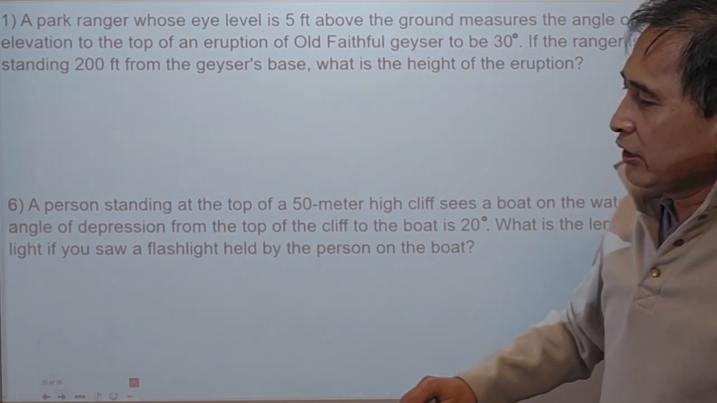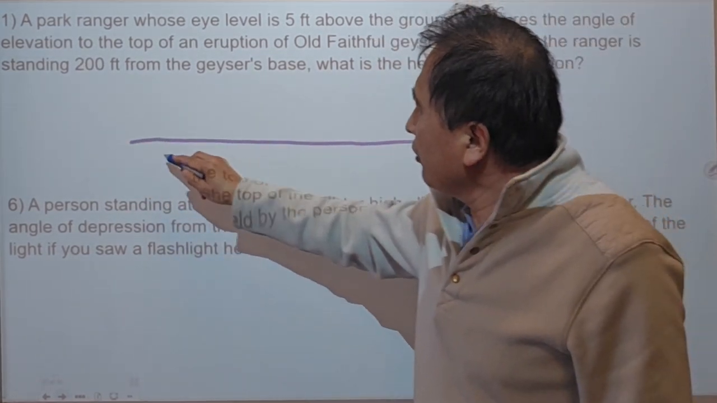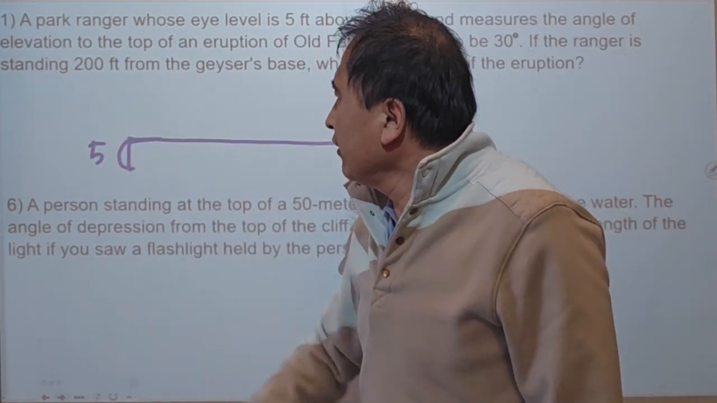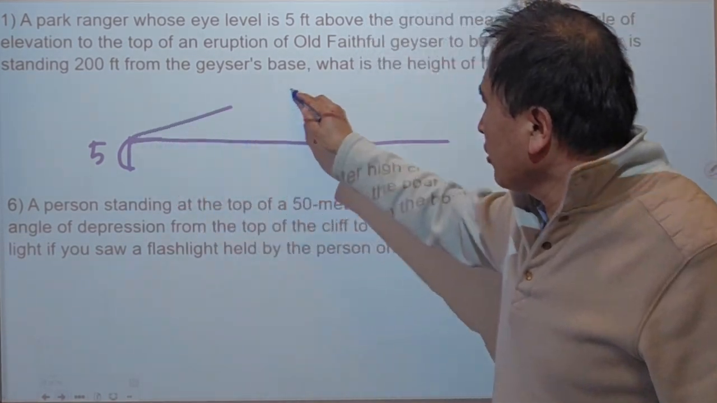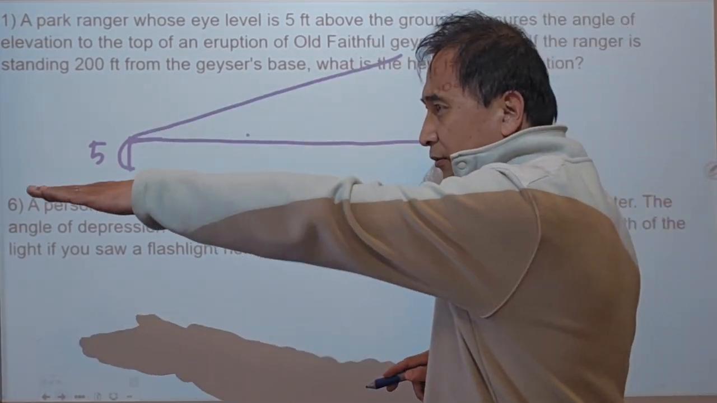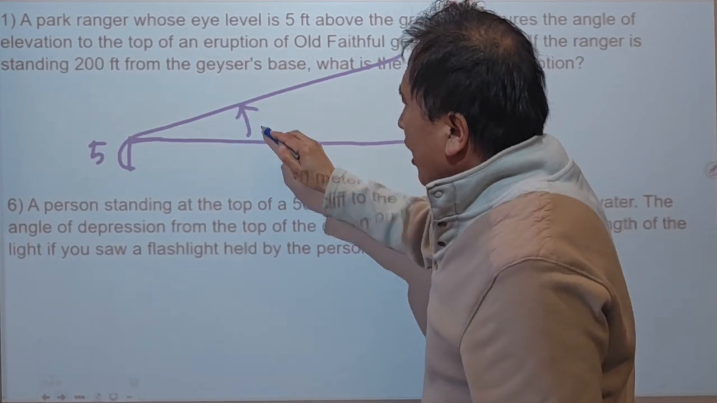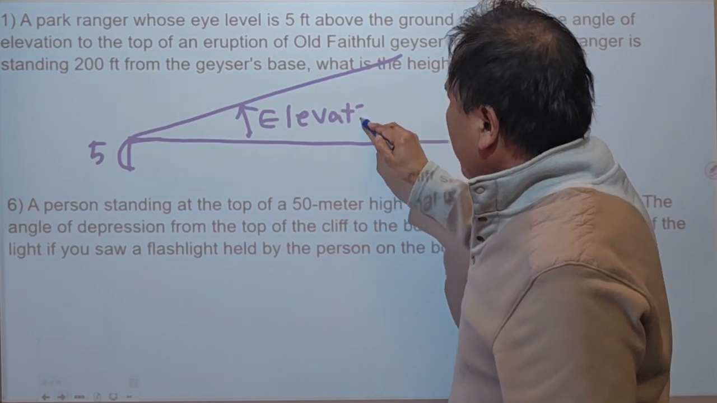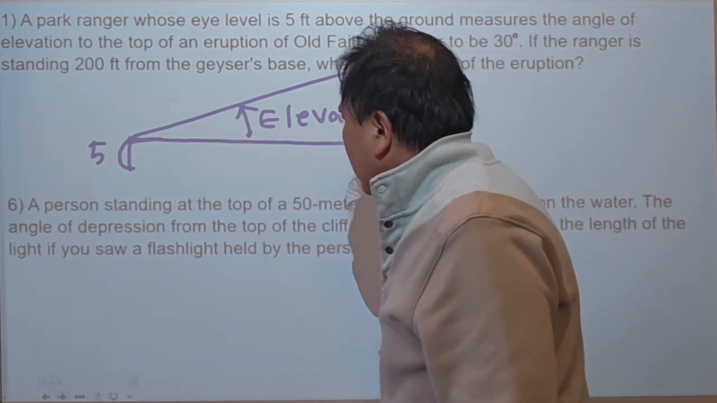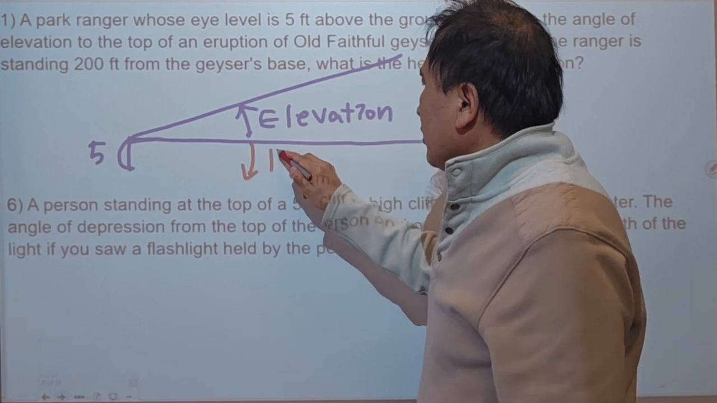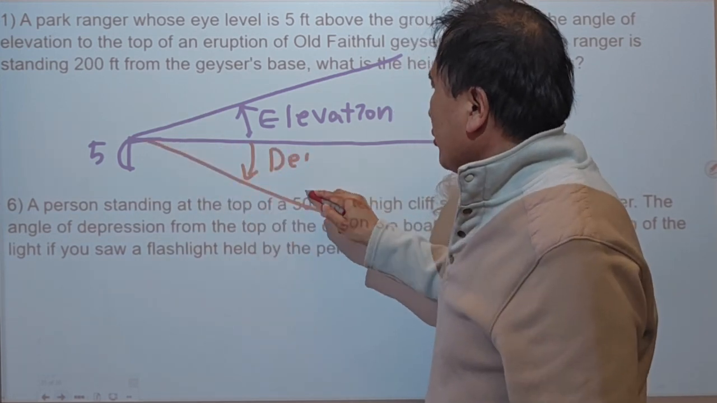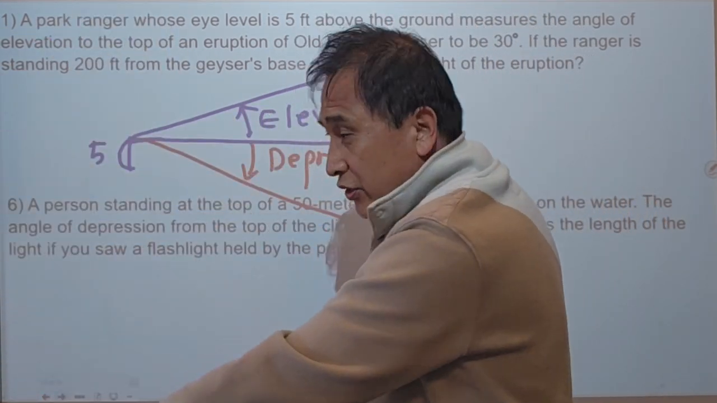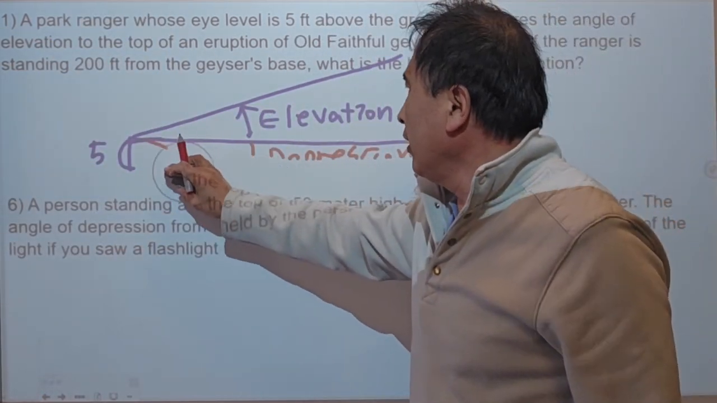First, you need to understand the angle. Here is your park ranger. This is 5 feet. Eye level is here, right? So 5 feet right there. Angle of elevation is always measured from this eye level going up. From this eye level, if you look down, that's the angle of depression. So angle of elevation, angle of depression. In this case, it's the angle of elevation.